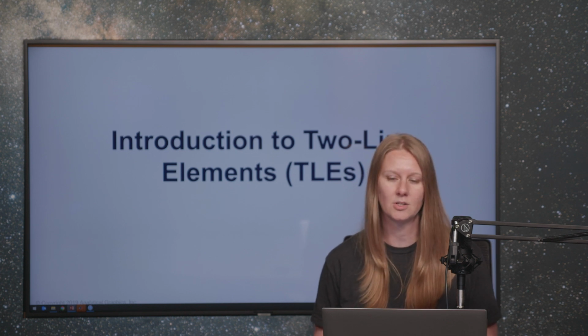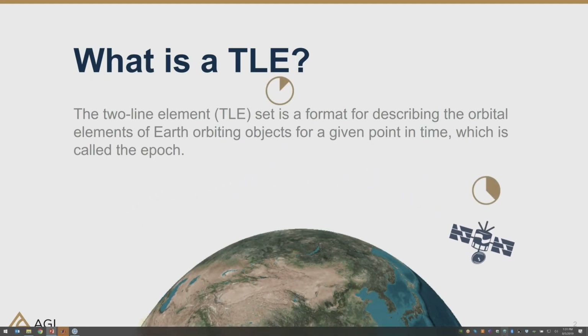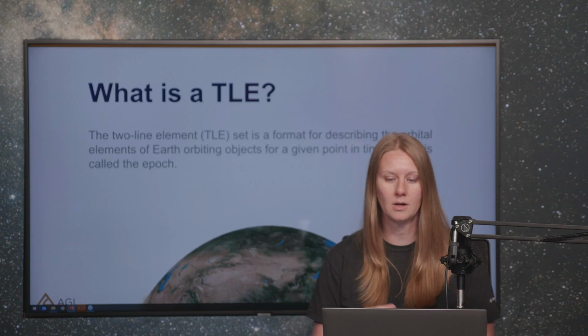I want to talk to you about two-line elements. Two-line elements are the data that are used to describe satellites. They are the fundamental pieces of information used to say where these different satellites are and used to propagate where they are going to be going.